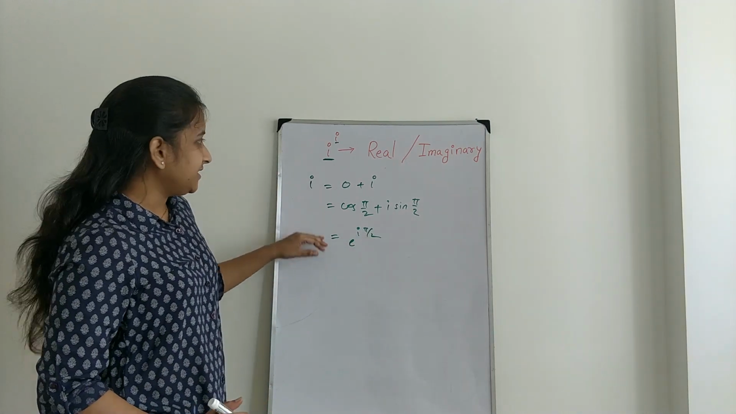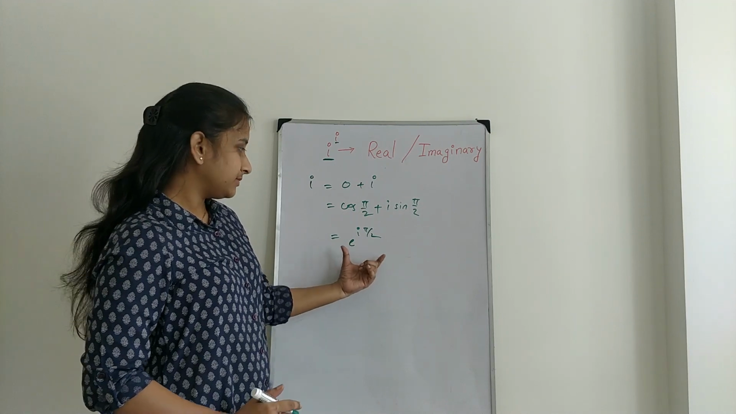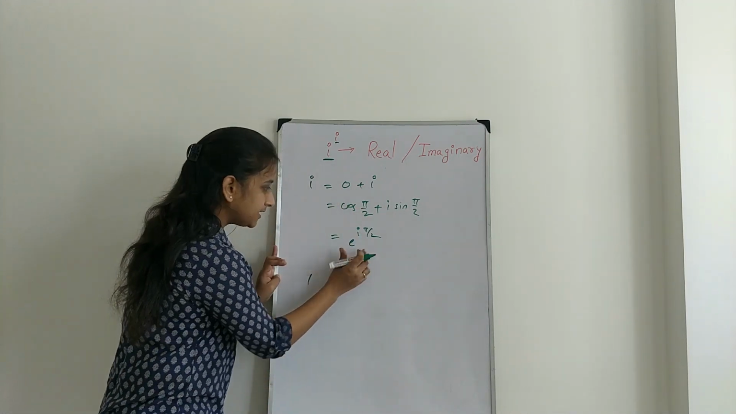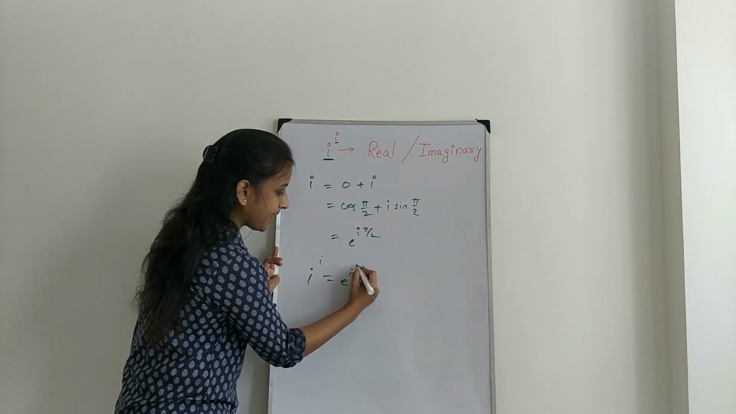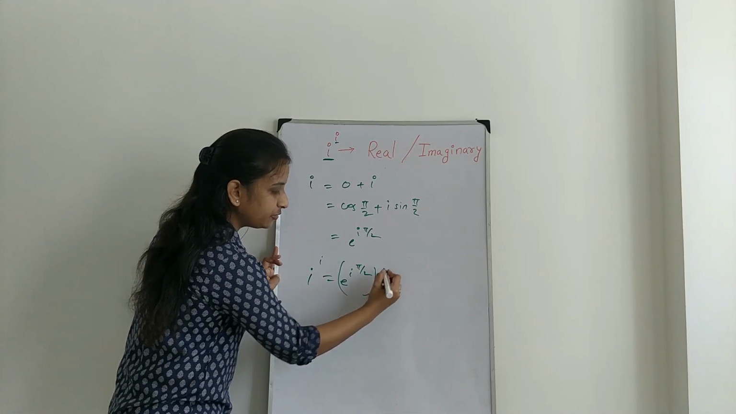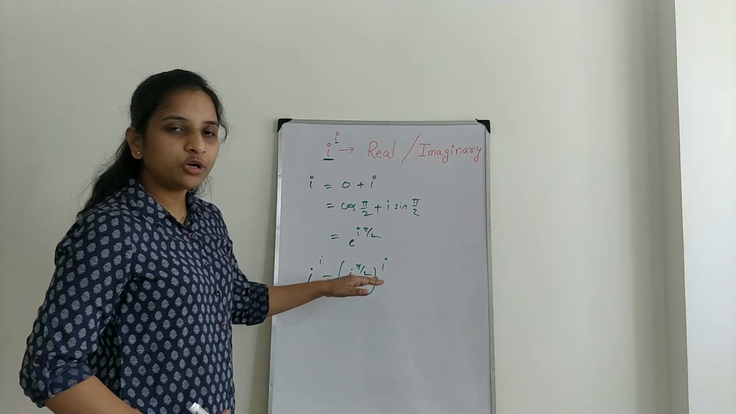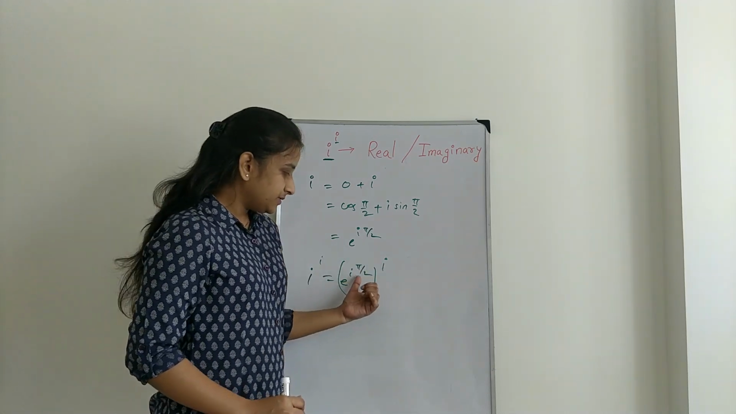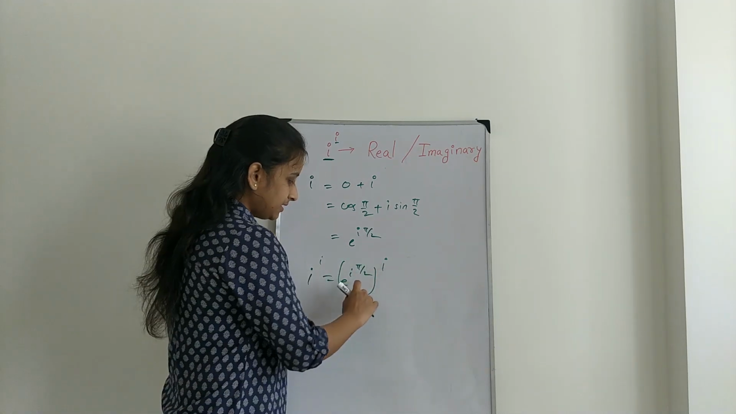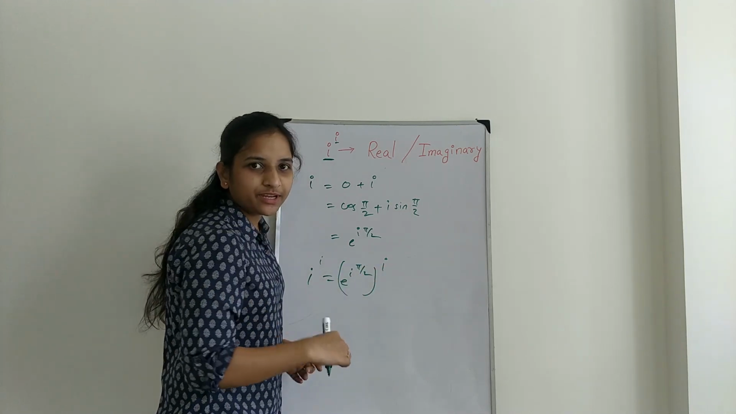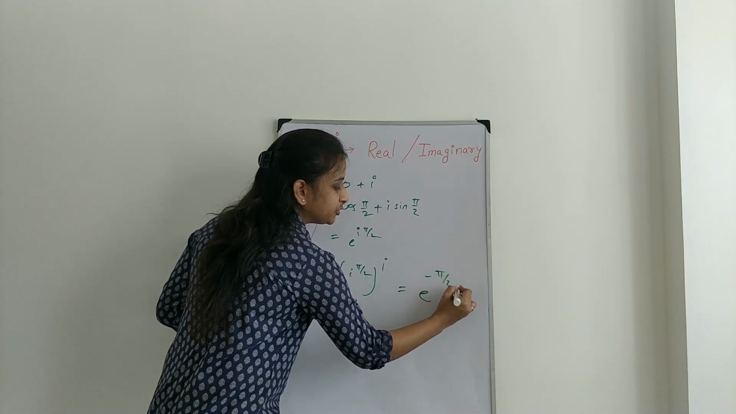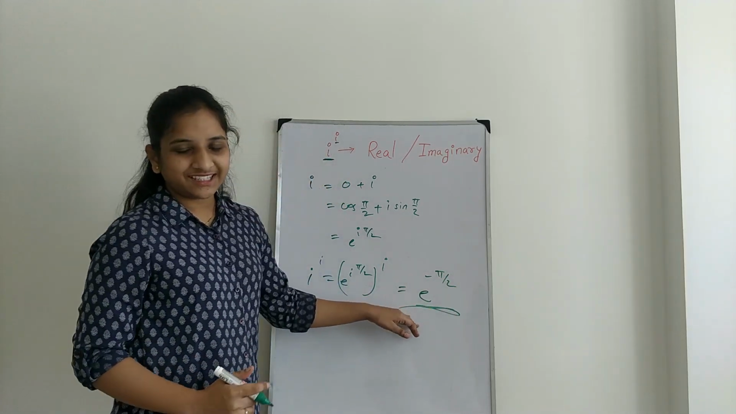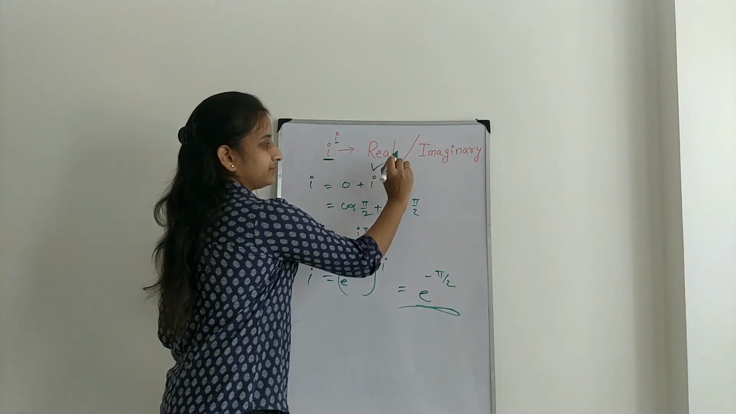Now this is easy. You can solve this. I am putting this term in the base. i power i as (e power i pi by 2) whole to the power i. So with power multiplication, you will get i square. i square is nothing but minus 1. So e power minus pi by 2. Of course this is real. This is the answer.